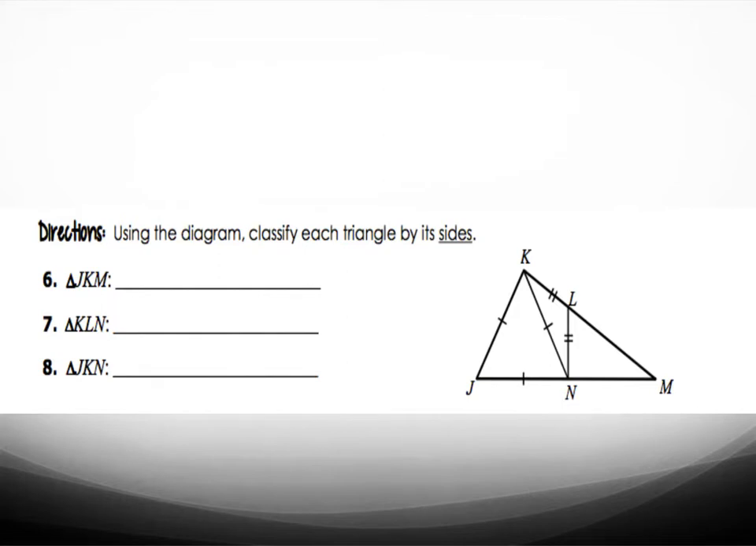We're going to classify each triangle by its sides. We're going to start off with JKM. Take a look at J, go to K, and go back out to M. When I look at that, I can tell that no sides are the same, especially when I look at the markings of each one. And if no sides are the same, it is called a scalene triangle.